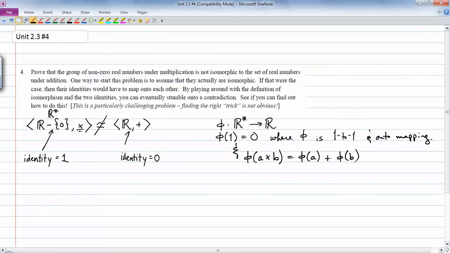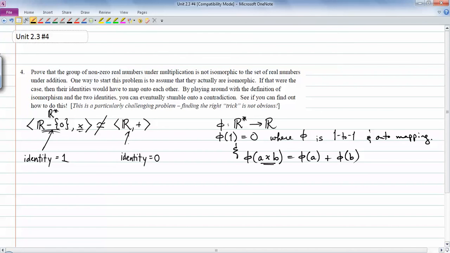So the idea here is that I could combine two elements in this world first, according to multiplication, and then convert them using phi into whatever the element is over here. Or I could take the two elements from the first set, switch them to whatever elements they would be in the second set, and then combine them according to addition, and I should get the same thing.